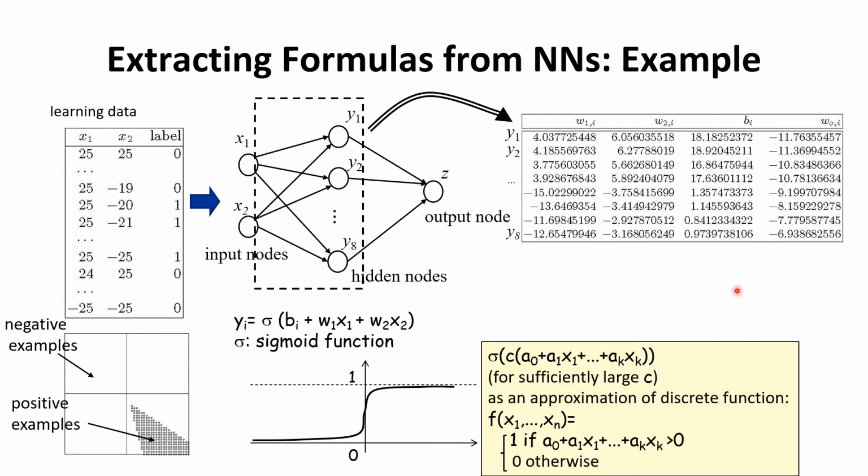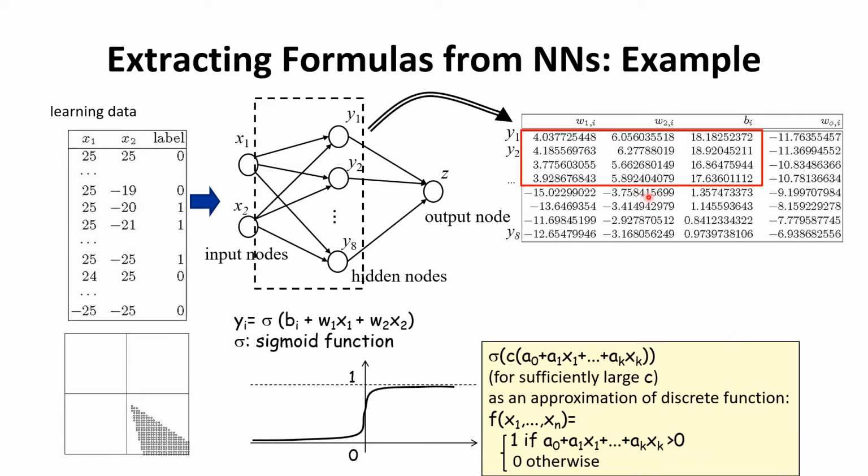The idea behind this is that this form of sigmoid function can be viewed as an approximation of a discrete function that corresponds to this inequality relation. So based on that observation, we look at the ratio between weights and biases. For the first four nodes, the ratio is roughly 2 to 3.9. That means these nodes recognize a half plane defined by this line.